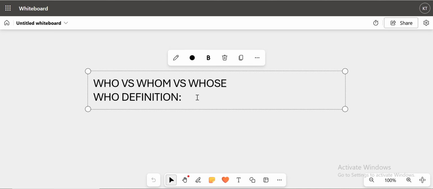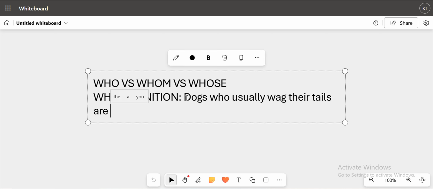For instance, we can have an example like this. Dogs who usually wag their tails are friendly.